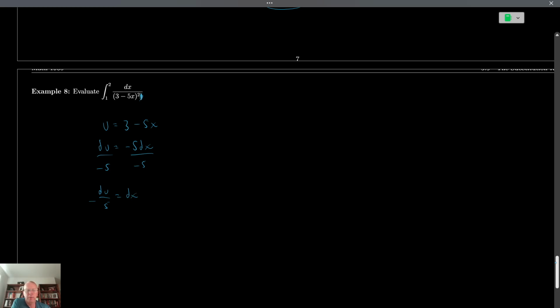And so let's see what the new limits of integration are. So if x is 2 or x is 1, what is u going to be? So u is 3 minus 5 times 2, which is negative 7.